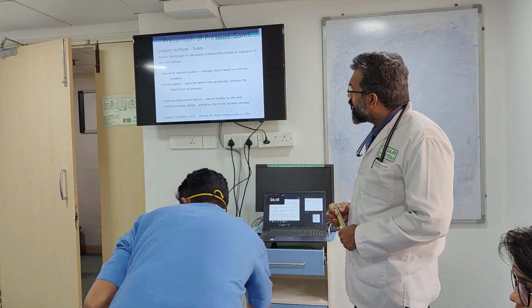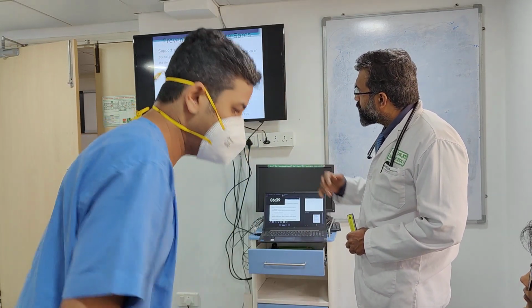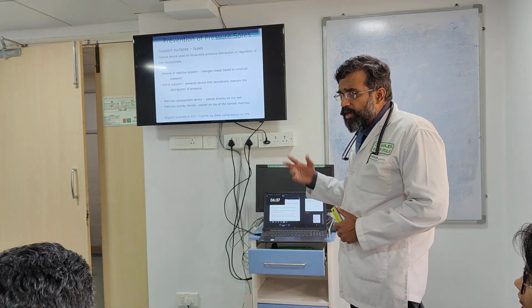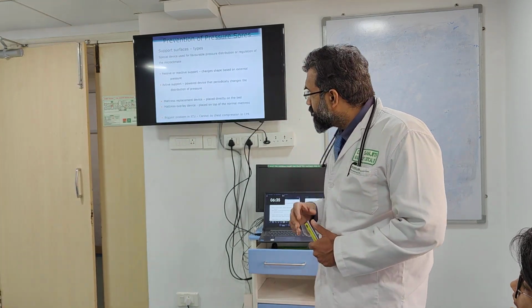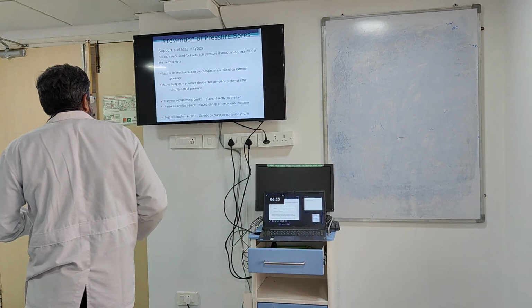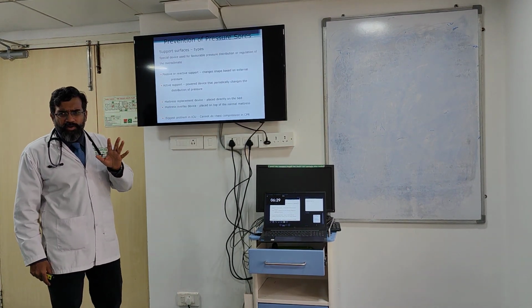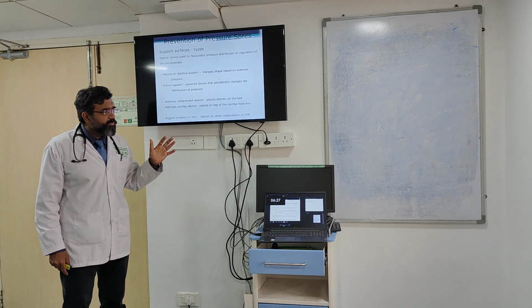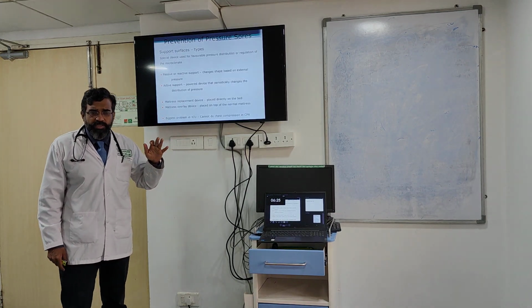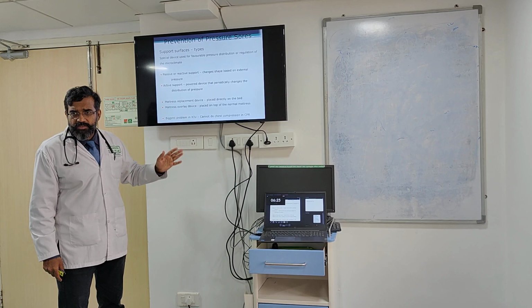Now, which are the support surfaces we have usually? The support surfaces can be passive or active, of which there are two kinds of devices. You have a mattress replacement device and a mattress overlay device. This is the common mattresses that we are having. Okay, there are many more mattresses that we have. What we are using is the mattress overlay device.